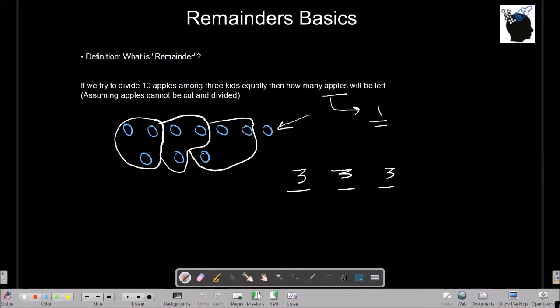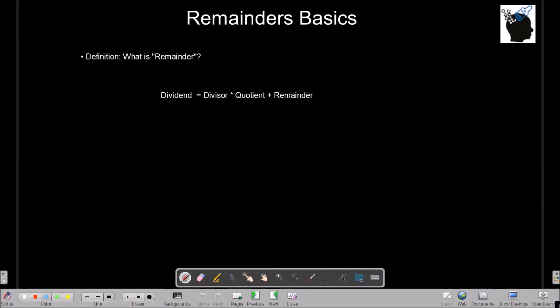Now let's see the definition of remainder. So dividend is equal to divisor into quotient plus remainder. If we try to map it with the previous problem, 10 was our dividend. We were trying to divide it by 3, so 3 becomes our divisor. We split the apples into 3 each, so 3 becomes our quotient and 1 becomes our remainder.